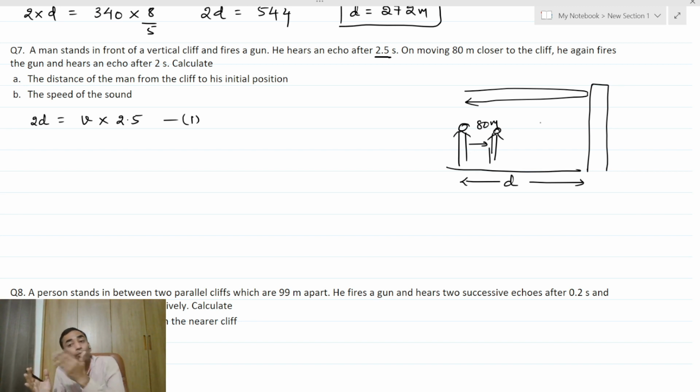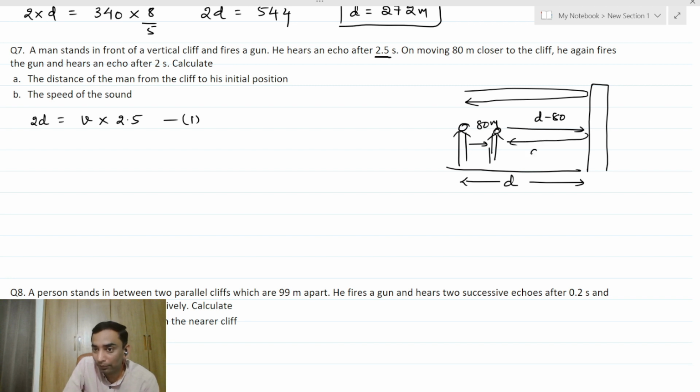So now the sound will come faster because the distance from the source to the reflecting surface decreases. So now the new distance would be d minus 80 and again d minus 80 backwards. So now the new equation will be twice of d minus 80 is equal to the same speed, because the speed does not change, the medium remains the same, multiplied by 2, since the echo is now heard after 2 seconds. This is my equation number 2.